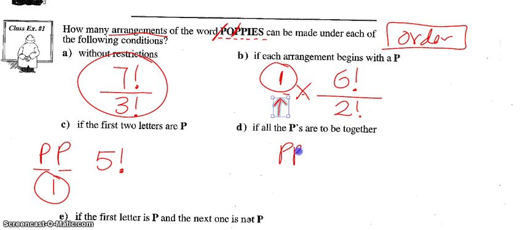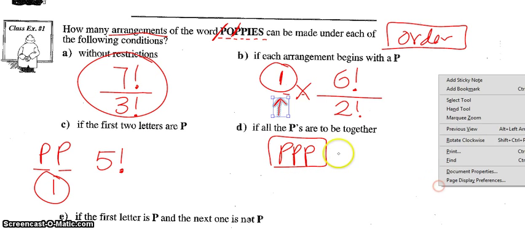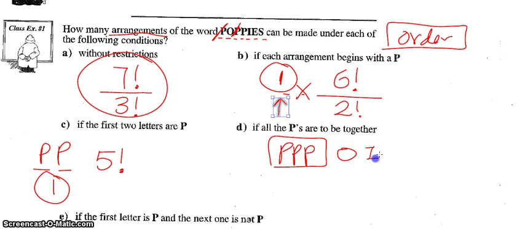So if you group the P, P, P together, this is one tile, like one tile when you're playing Scrabble. You need to arrange P, you need to arrange O, I, E. So how many things are there? 1, 2, 3, 4, 5 things. So the question becomes just how many ways you can arrange these 5 things. The answer is 5 factorial.